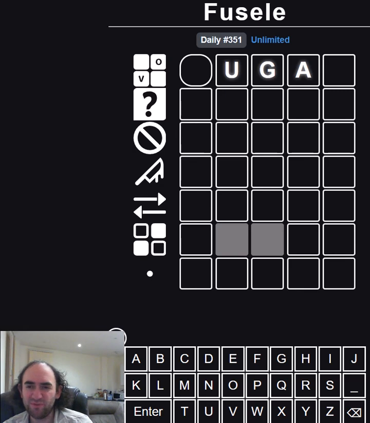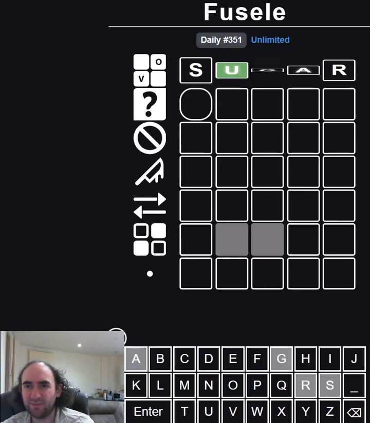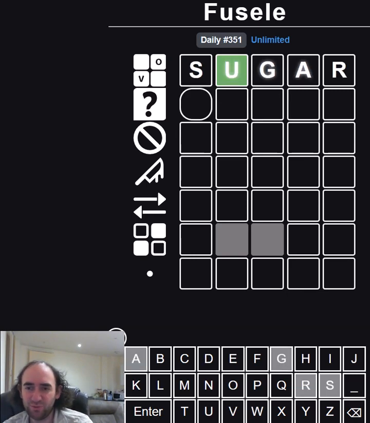This is Wordle, but the rules change on every row. So for example, on the top row, we have to use those three letters in those three positions. So of course I'm going to go for sugar. There's not that much else that I can go for. But this has 5 different letters, I'm happy to try it. And it's given us the U in the correct position, which is a good start.